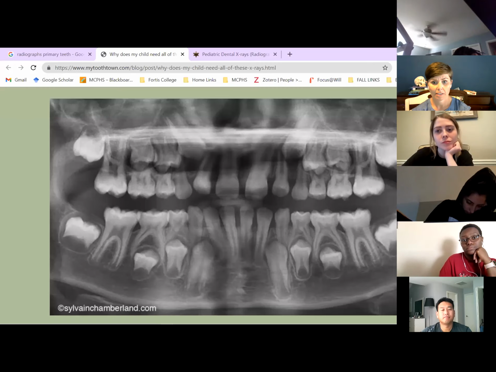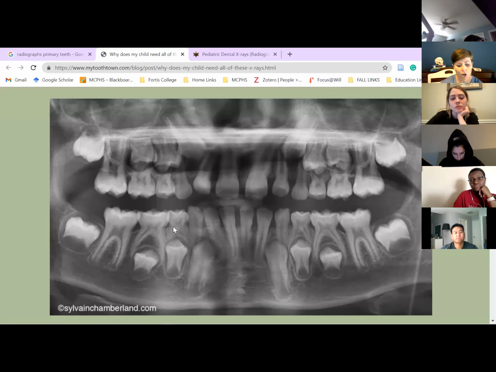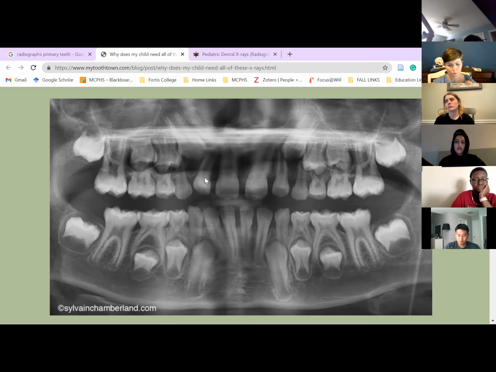All right, can you see this? The radiograph? Yep, okay. So these are permanent teeth that are already there. And you see how half of the root is erupted? These are just starting to come in because here's the bone. These are your permanent lateral incisors that are in.